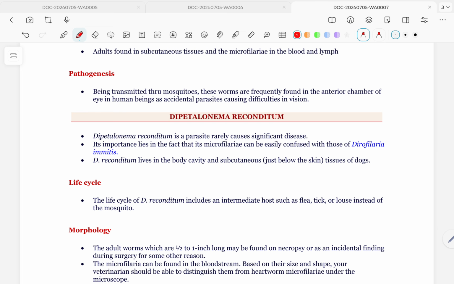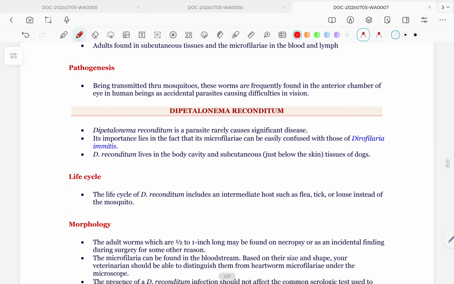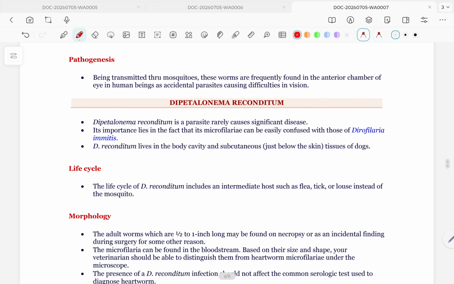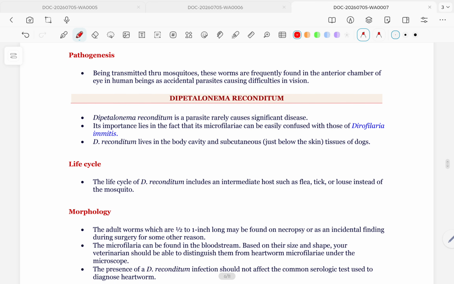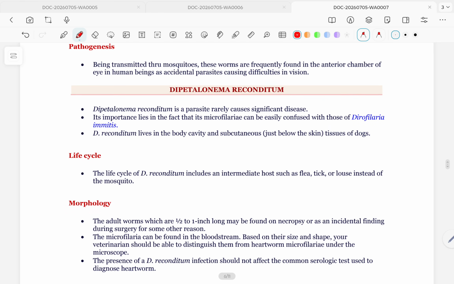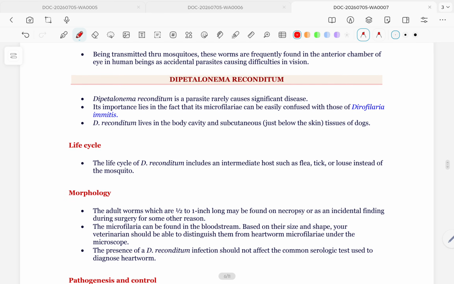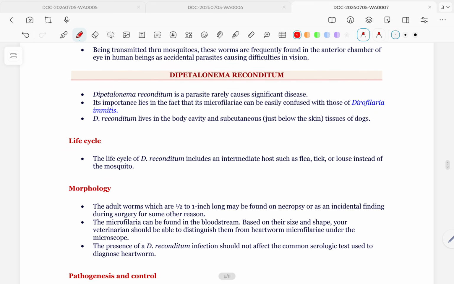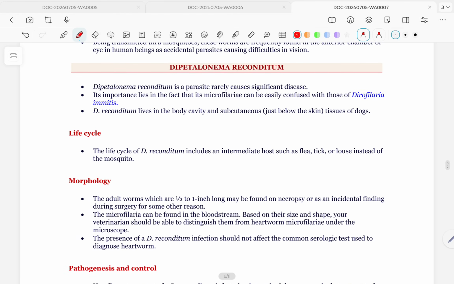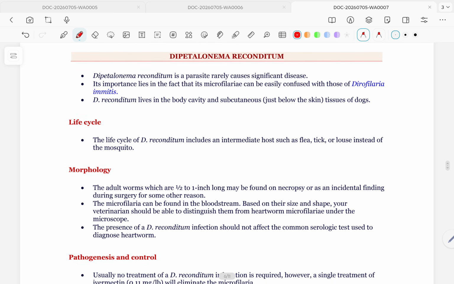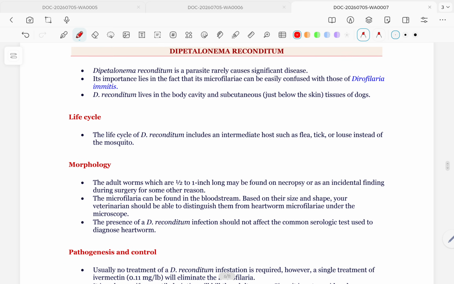Dipetalonema reconditum. Dipetalonema reconditum is a parasite that rarely causes significant disease. Its importance lies in the fact that its microfilariae can be easily confused with those of Dirofilaria immitis. D. reconditum lives in the body cavity and subcutaneous tissue, just below the skin of the dog.